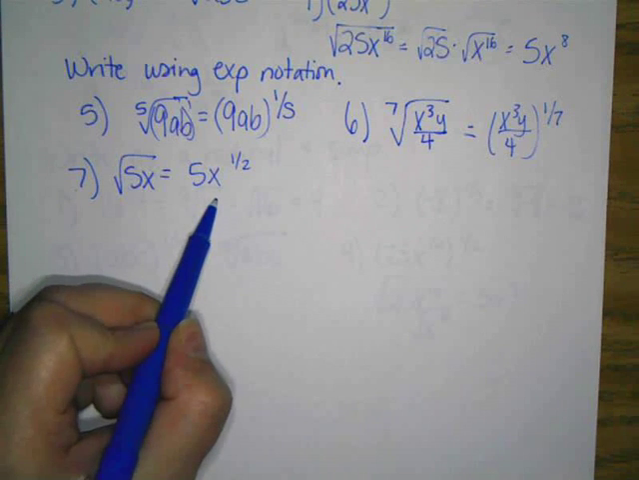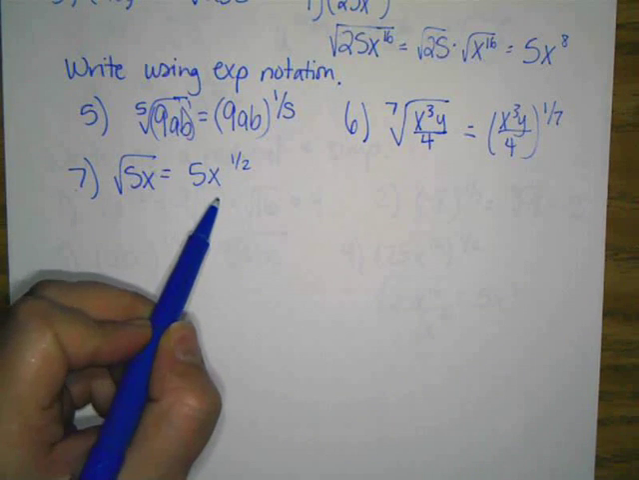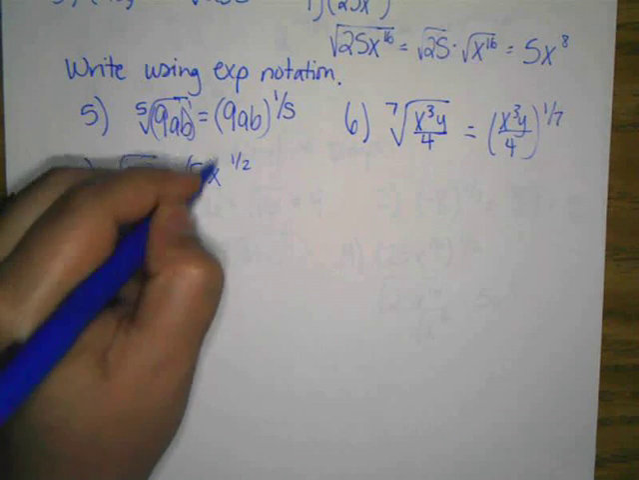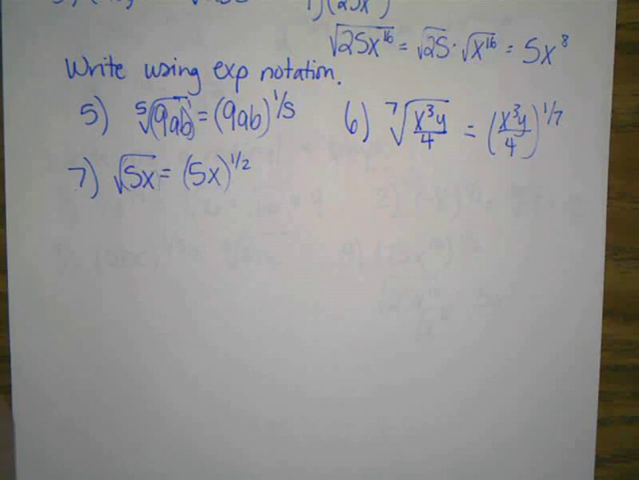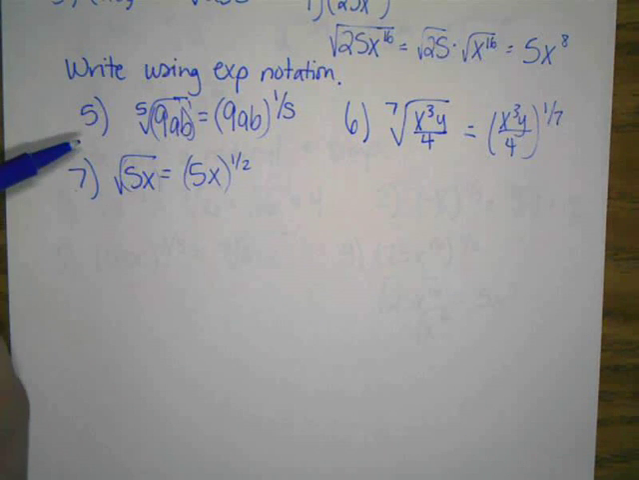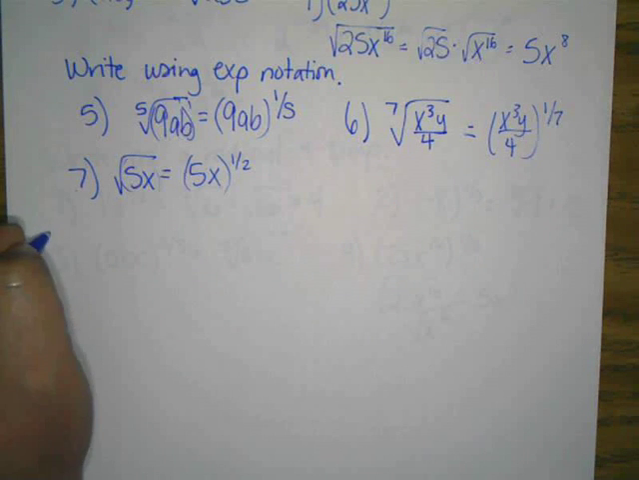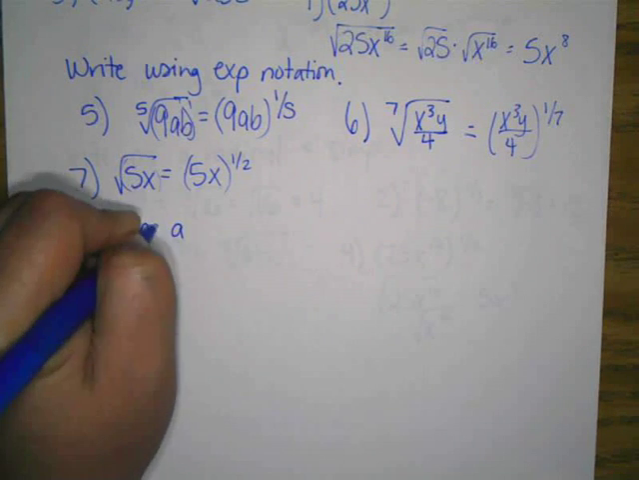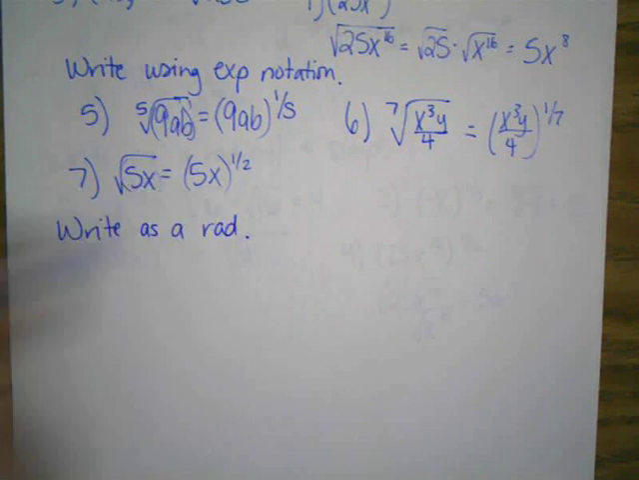And number 7, the square root of 5x is 5x to the 1/2. But if you write it like this, you're missing the term. This was the square root of the whole term 5x. So you need to keep that in parentheses. It's not 5 times x to the 1/2. It's 5 to the 1/2 and x to the 1/2. Okay, so now we're going to go back to the other direction. Right, as a radical.